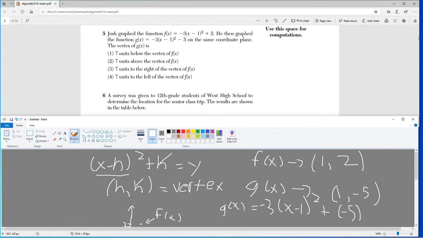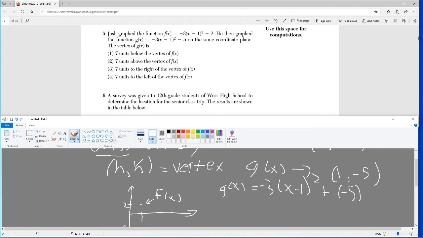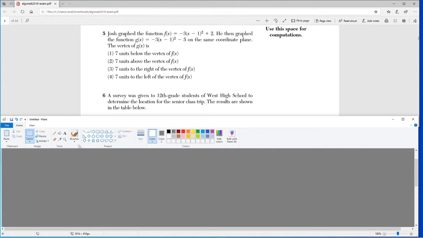Or sorry, 1 comma 5. I apologize for that. And then for the other one, f of x, it's still 1 comma 2. All right, that's pretty much it for this question. So choice 5 is 7 units below the vertex of f of x. All right.